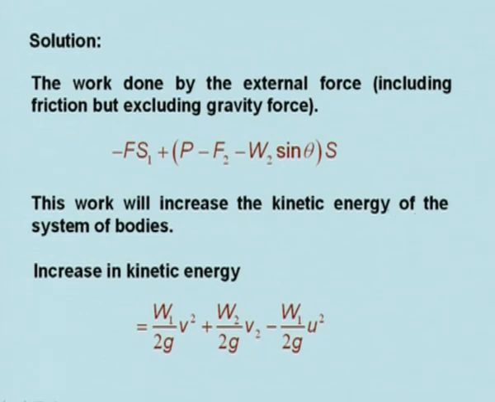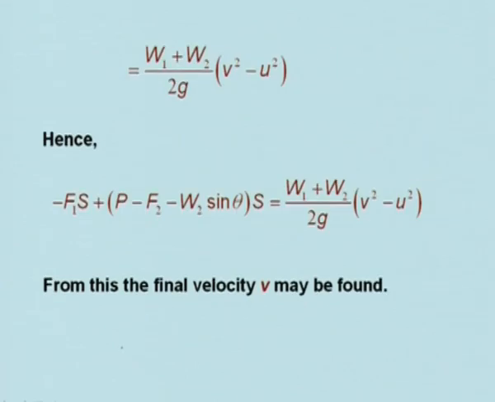So, the increase in the kinetic energy will be W1 by 2g V square plus W2 by 2g V square again, minus W1 by 2g U square. So, therefore, this becomes (W1 plus W2) by 2g times (V square minus U square). Hence, this work done is equal to this one. So, from this we can find out the final velocity given the initial velocity u.